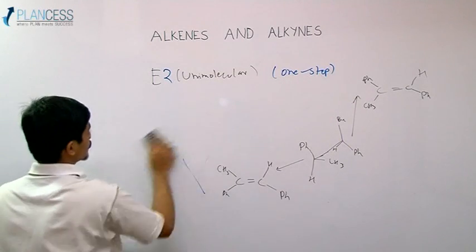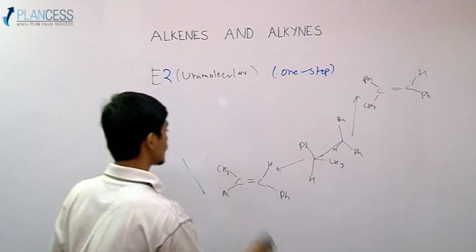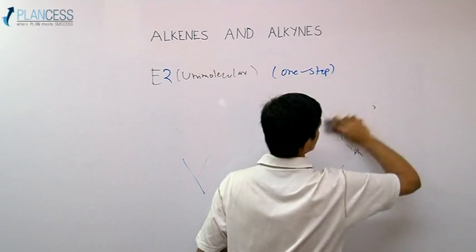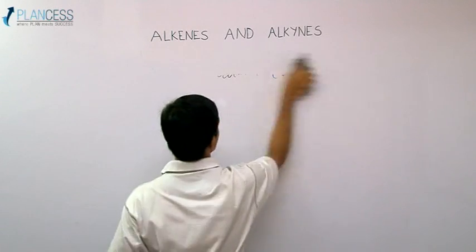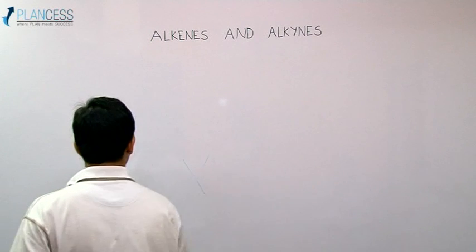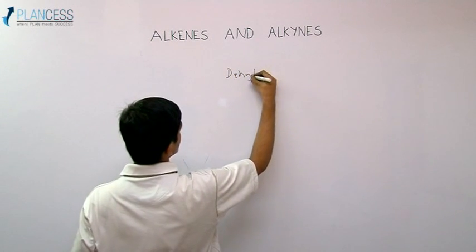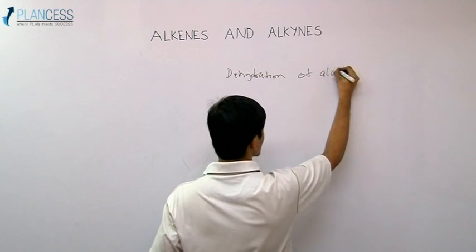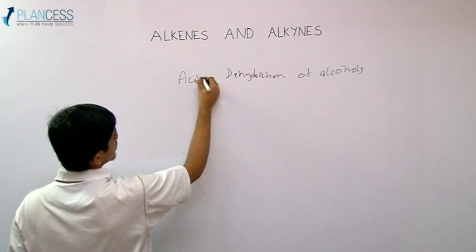Now let us move on to the second process. What is the second process? The second process in the preparation of alkenes is the dehydration of alcohols. The dehydration of alcohols, and to be more specific, this is the acidic dehydration.